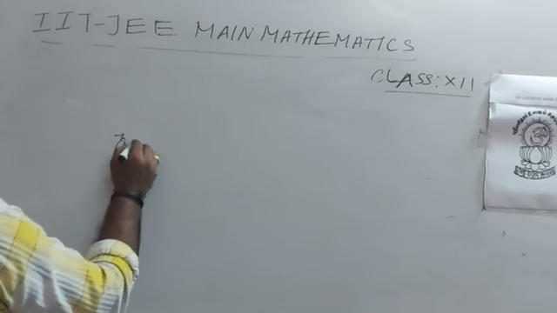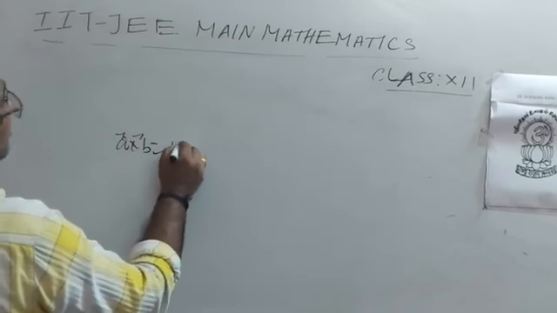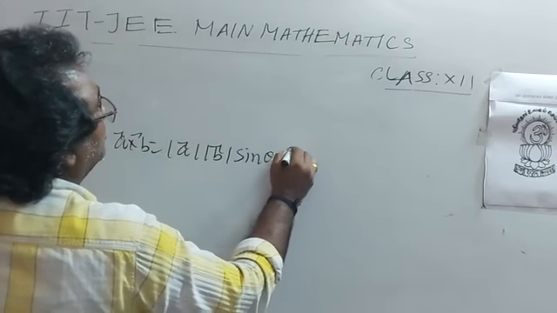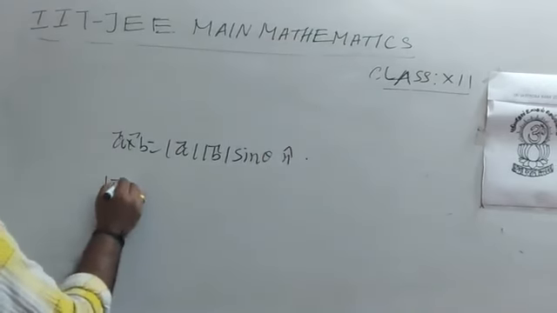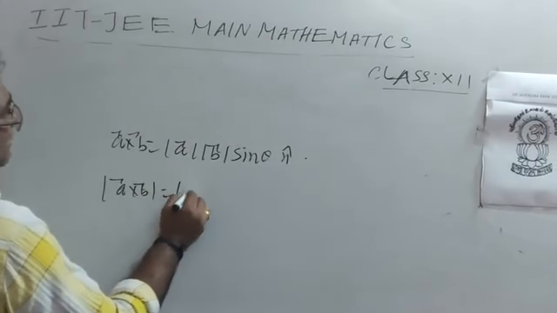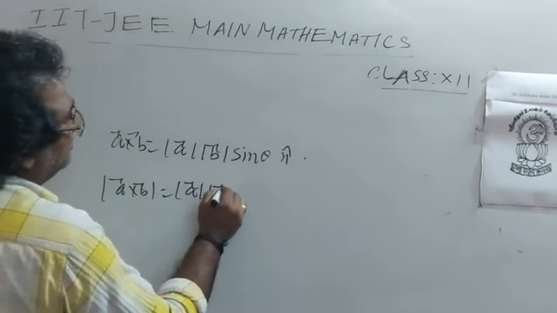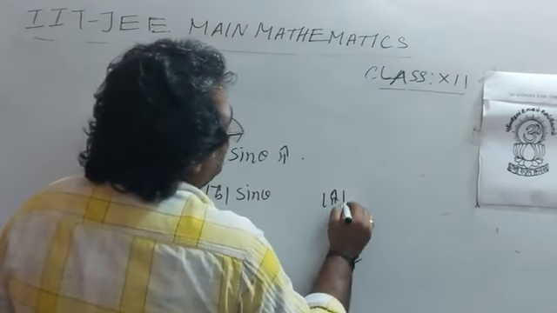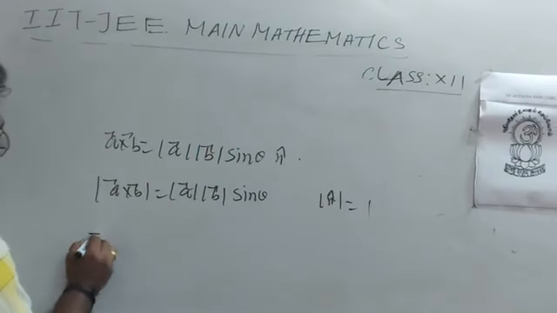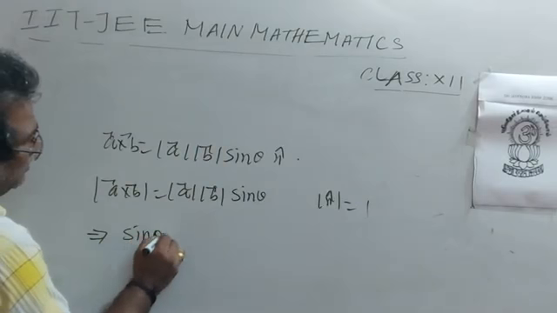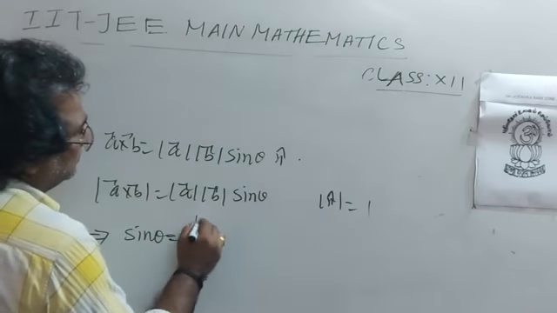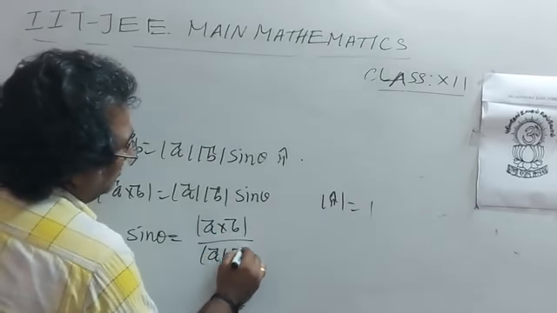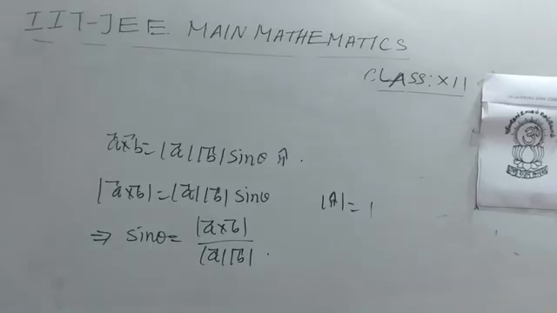So A vector cross B vector equal to modulus A vector modulus B vector sin theta n cap. You take modulus of A vector cross B vector equal to modulus A vector modulus B vector sin theta, since modulus n cap equal to 1. From this, sin theta equal to modulus of A vector cross B vector by modulus A vector into modulus B vector.